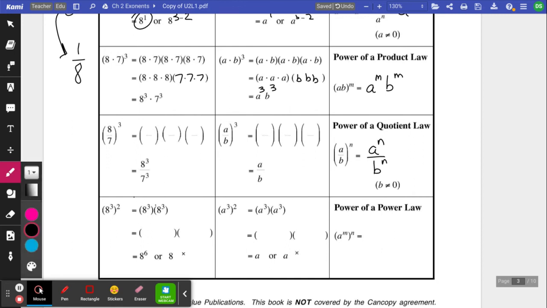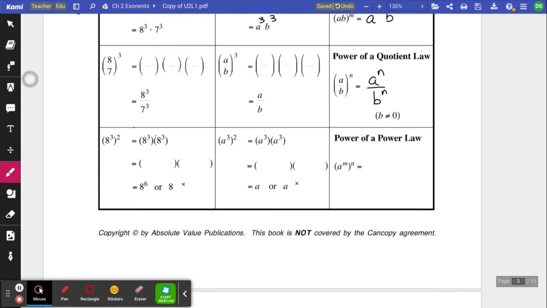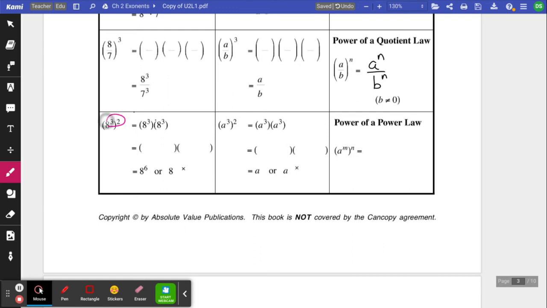And last but not least, what do I call this? Superpower. It's a power of a power. Powers of powers are superpowers, and they are what? Multiplied together. So this is going to be 8 to the 6, but let's prove it.